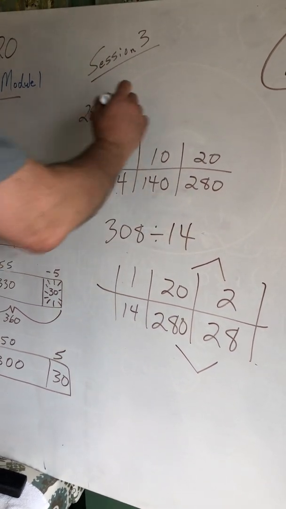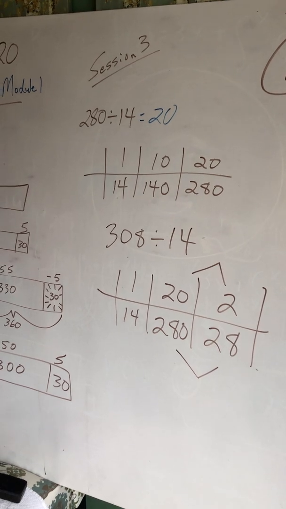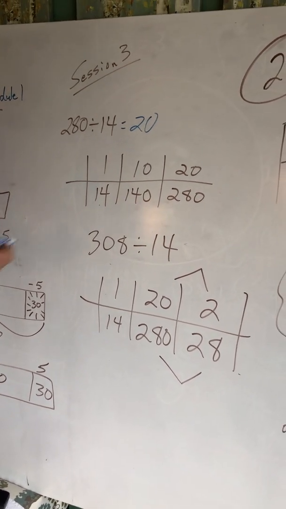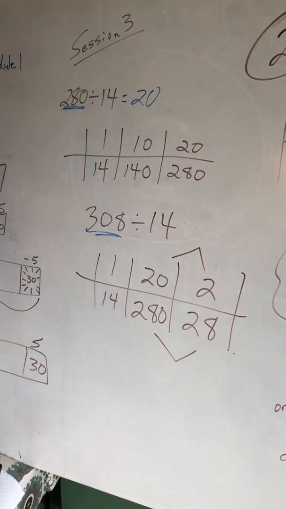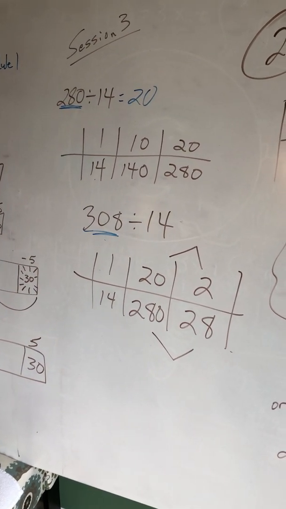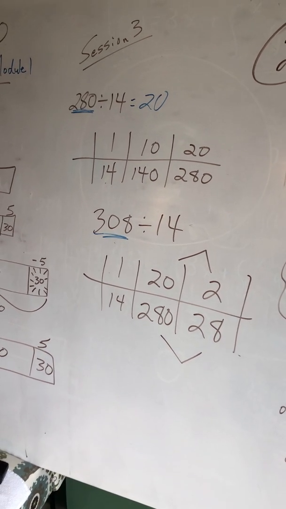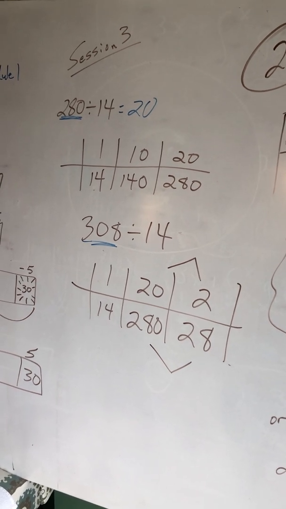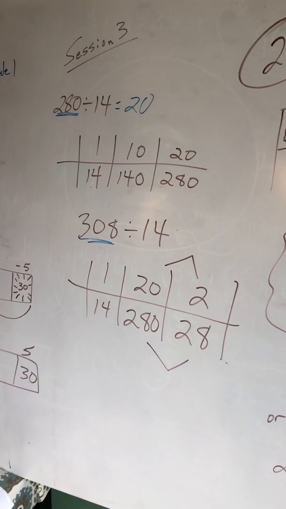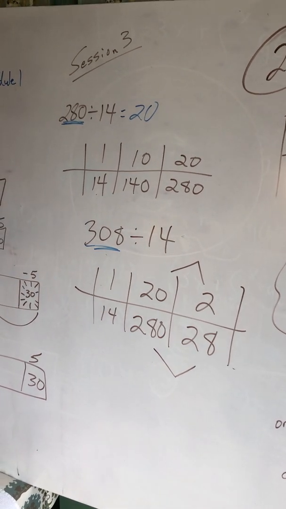So 280 divided by 14 is 20, okay? So what did they do? Look what they did. 280 to 308, same divisor, okay? Well, if you look at the difference between those, it's 28, the dividend is 28 higher than 280. Something's fishy because 28 is 2 14s.